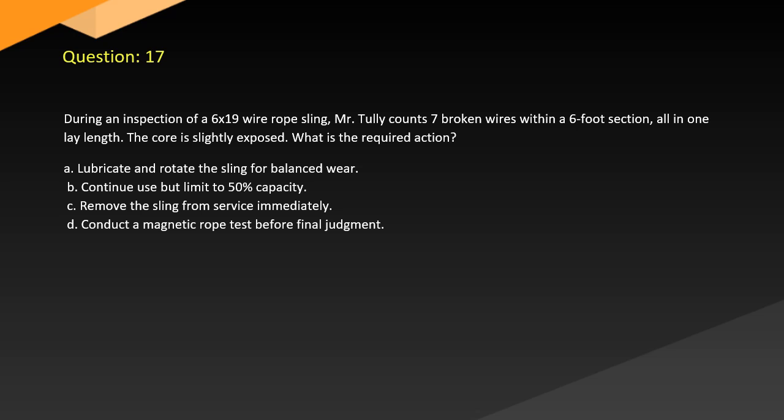Question 17. During an inspection of a 6-strand wire rope sling, a technician counts 7 broken wires within a 6-foot section, all in one lay length. The core is slightly exposed. What is the required action? A. Lubricate and rotate the sling for balanced wear. B. Continue use but limit to 50% capacity. C. Remove the sling from service immediately. D. Conduct a magnetic rope test before final judgment.